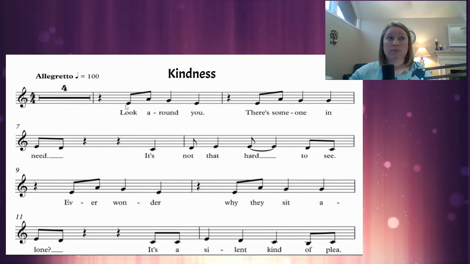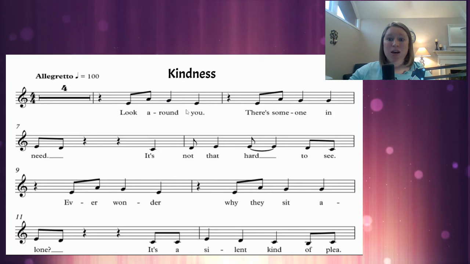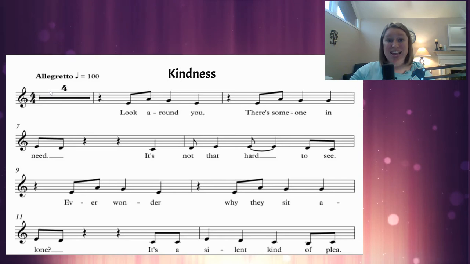Remember, elephants got big dirty feet. So that would be an E, right? Elephants, look. And the same note is down here with you. Look around you. Comes back down to the same note there. There's someone. We have another one on theirs. Can you find on your page all the times that you see an E in this page?